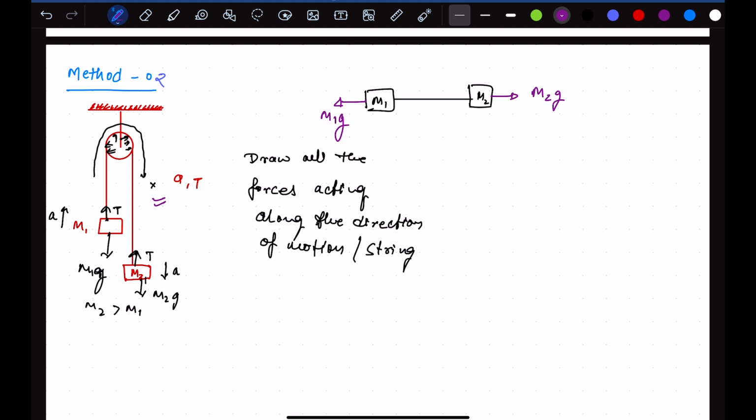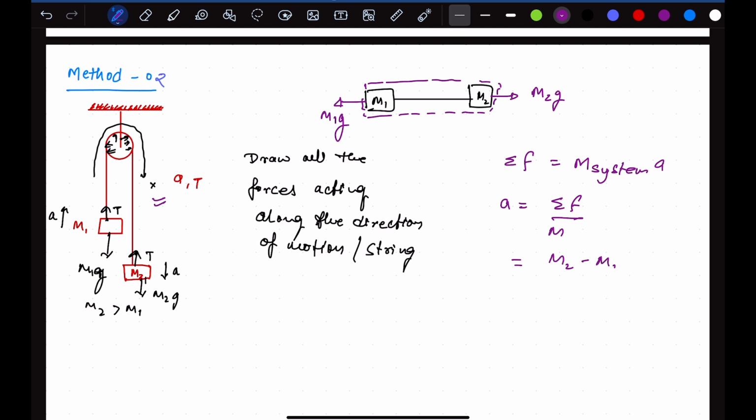And now you can take this as a complete system and directly find the acceleration. Basically you will apply Newton's second law: total force equals mass into acceleration. So the acceleration comes out to be total force divided by the mass, which is (m2 minus m1) multiplied by g, and the total mass of the system is m1 plus m2. So this is the acceleration.